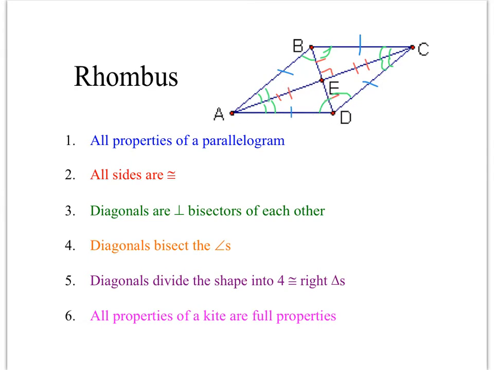And lastly, number 6, all the properties of a kite are also properties of a rhombus, and we'll talk more about that when we get to kites in our next lesson in 6-6.